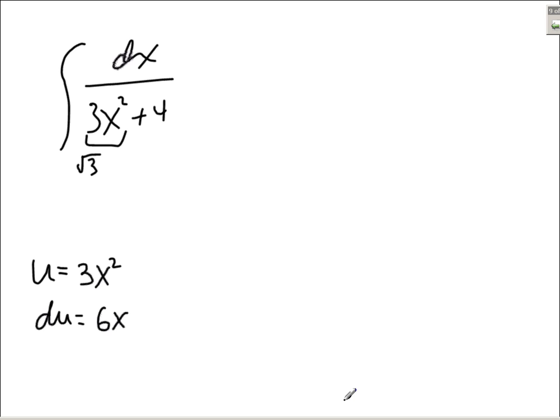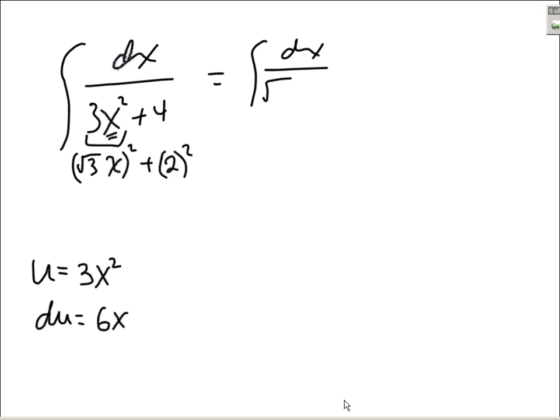What do you square to get 3? Square root of 3. What do you square to get x squared? x. It's that number squared plus, not that it matters, 2 squared. This is equal to dx over the square root of 3 times x squared plus 2 squared. So I'm going to let u equal the square root of 3 times x. And then du will just be the square root of 3 dx.